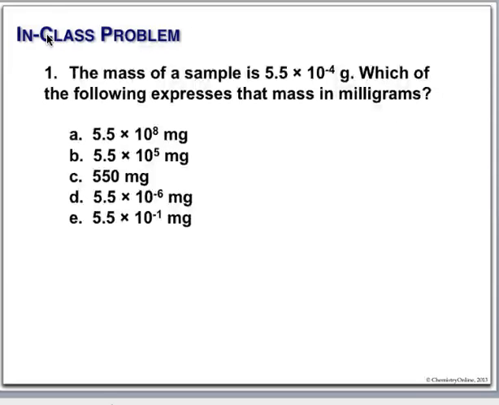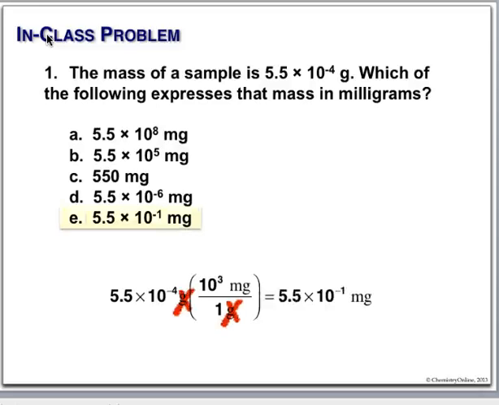On the real sample exam, the first question is this. We have a mass of 5.5 times 10 to the minus 4. How many milligrams is that? Well, we're dealing with grams. Our given here is simply going to be the number of grams, isn't it? We want to go from grams to milligrams. How many milligrams in 1 gram? 1,000. We must set up a ratio with gram in our denominator. Grams here are going to cancel. And we simply multiply 10 to the minus 4 times 10 cubed. That's going to give us 10 to the minus 1.